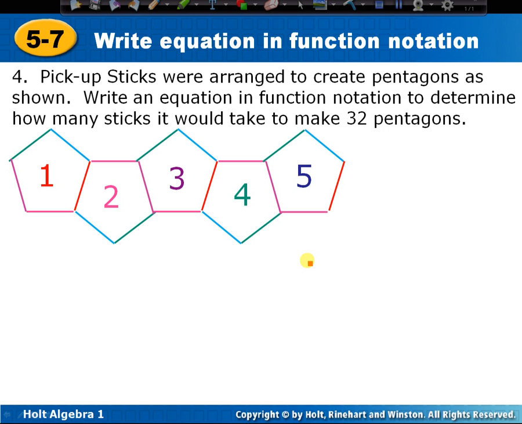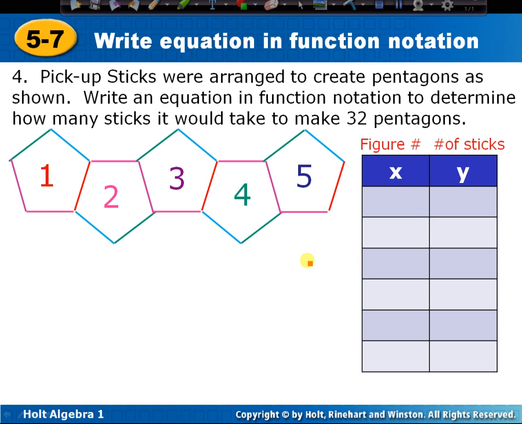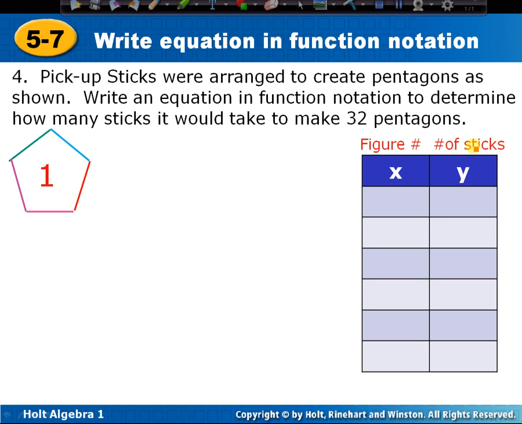All right, hopefully you've paused the video and taken time to draw the picture of the pentagons. We're going to make an X and Y table from our pentagons and our pickup sticks. The X here is going to be the number of the figure, and the Y is going to be how many sticks it takes to make that figure. So if we only have one pentagon, we're looking to see how many sticks does it take to make one of these pentagons. Well, it takes 5. So we're going to do 1 and 5. We're going to leave one blank up here for the f of 0 part that we're going to figure out later.